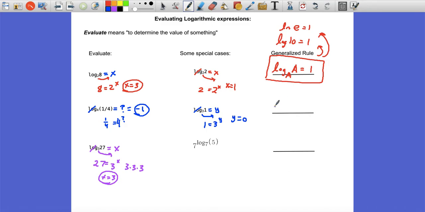Okay, so our generalizable rule here. If I have log base a of 1, that will always equal 0, as long as a is greater than 0. So log base something of 1 will equal 0 as long as a is greater than 0. Okay, and I mean this a right here. That's what that a is.